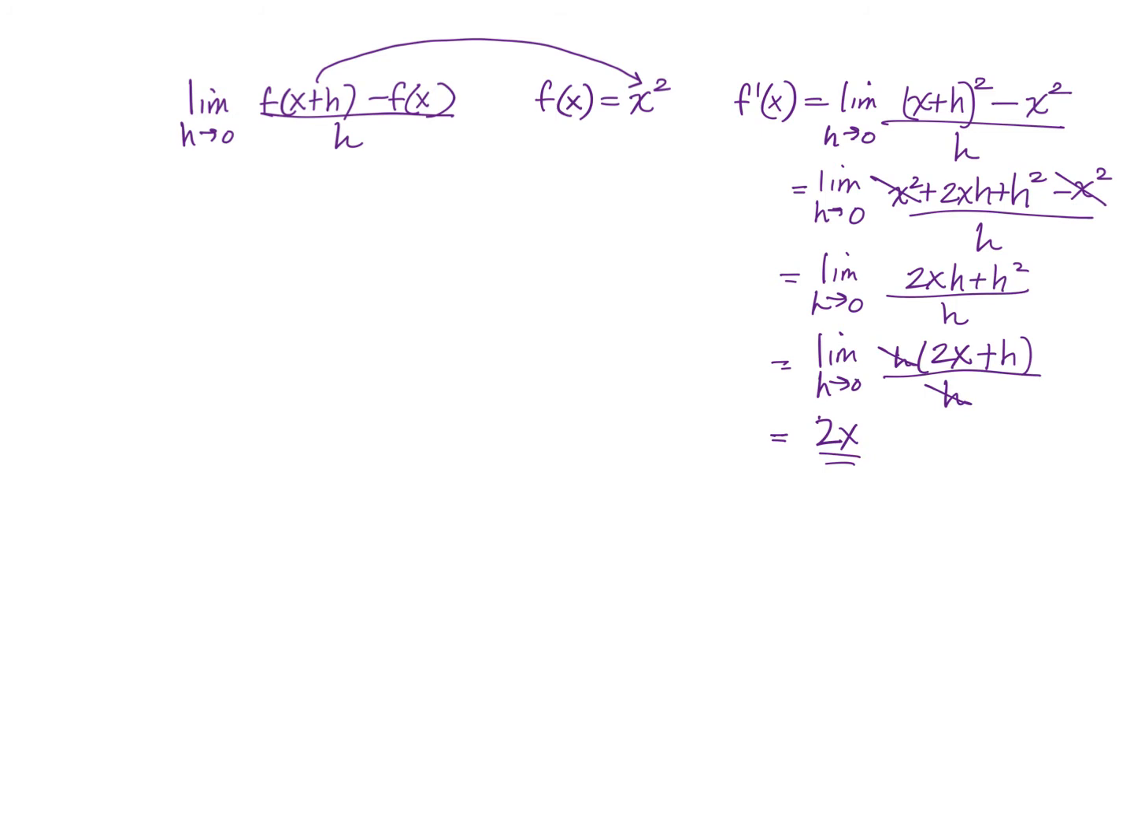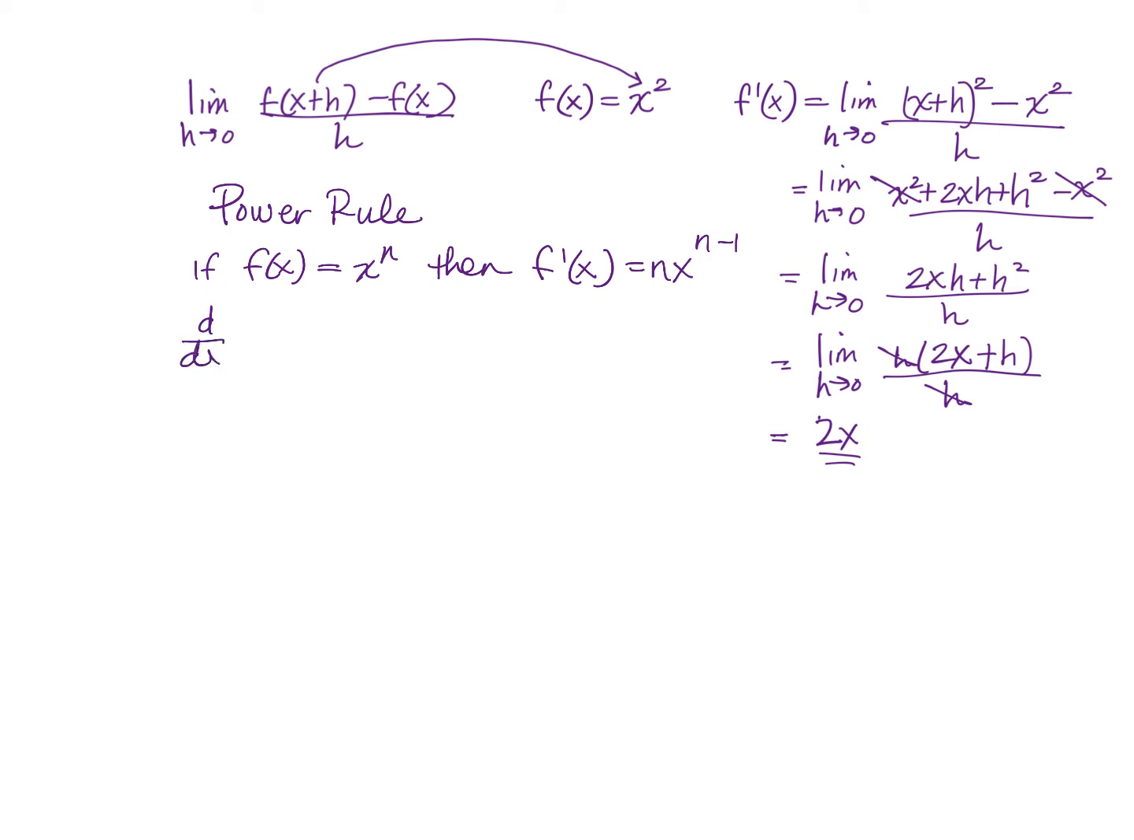Now let's look at the power rule. The power rule says if f of x equals x to the n, then f prime of x is equal to n times x to the n minus 1. Another way to say that is, if you are taking the derivative, this is just a different notation, the derivative of x to the n is equal to n x to the n minus 1.